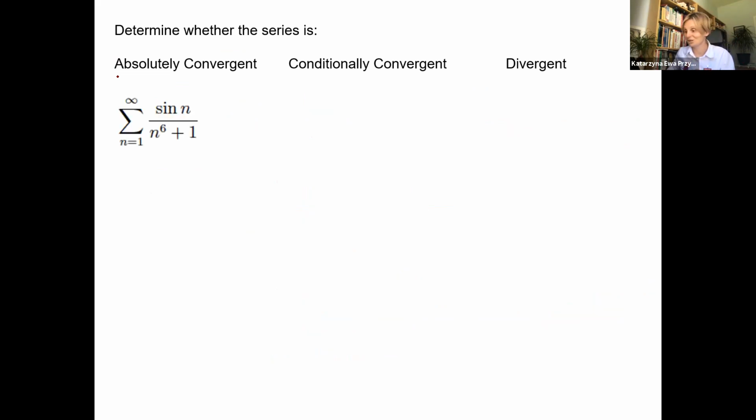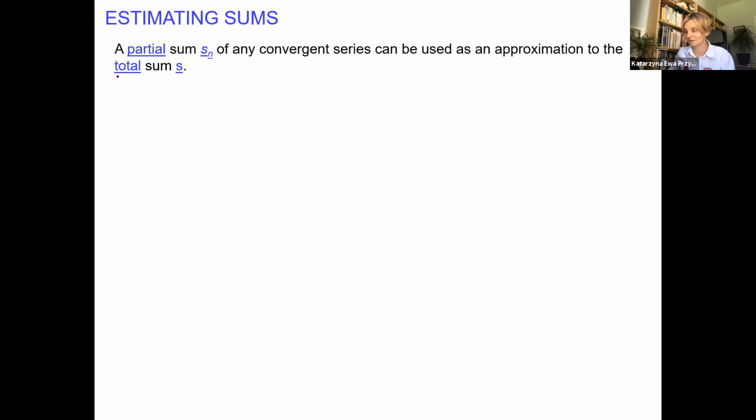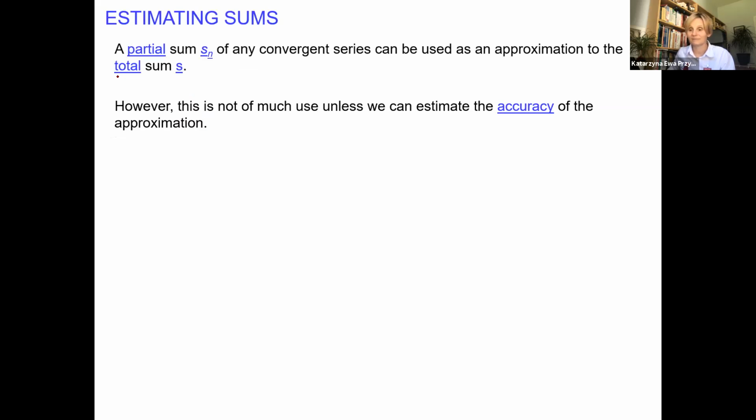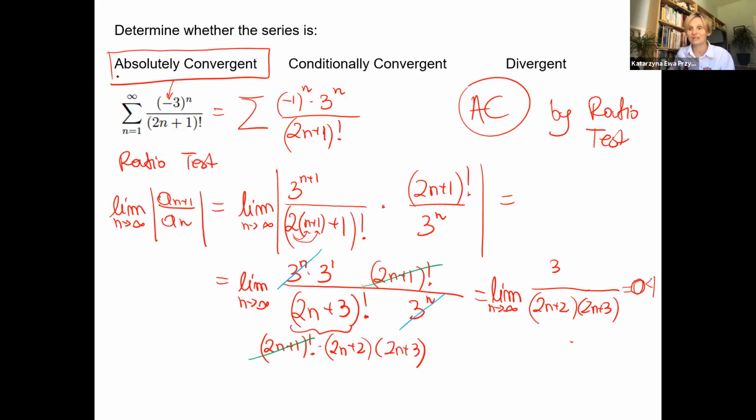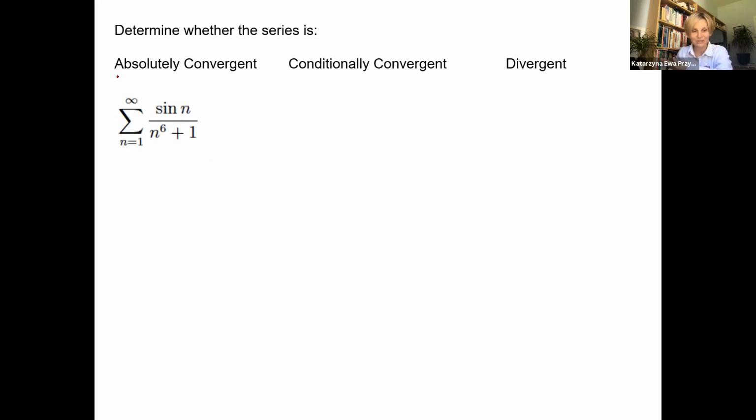Okay, let me check what else I have. This one, let me check this one. Oh, I know what we have to do. Okay, that's what we can do. Let's take 10 minutes, okay? And I will let you go. You can try to do this one. I believe this one will be absolutely convergent. I believe this one will be conditionally convergent.